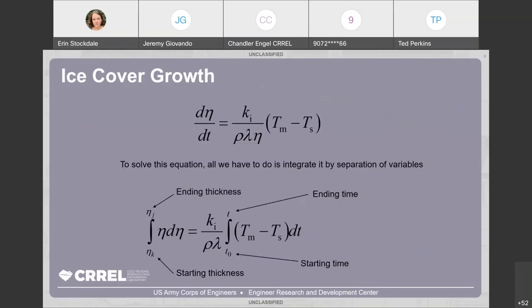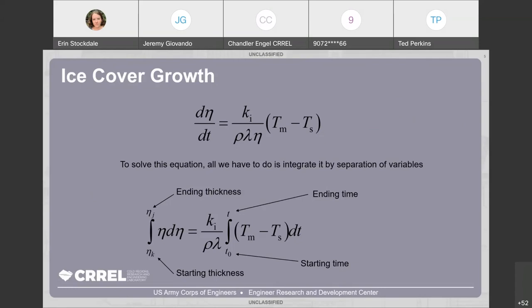So this is the equation that we just were discussing. It's just kind of neatened up a little bit, made a little more compact. As I mentioned, this is a differential equation, an ordinary differential equation. We're not going to really go too much further into that, but what we're interested in here is solving for eta. We want to know what the ice thickness is at some time in the future.